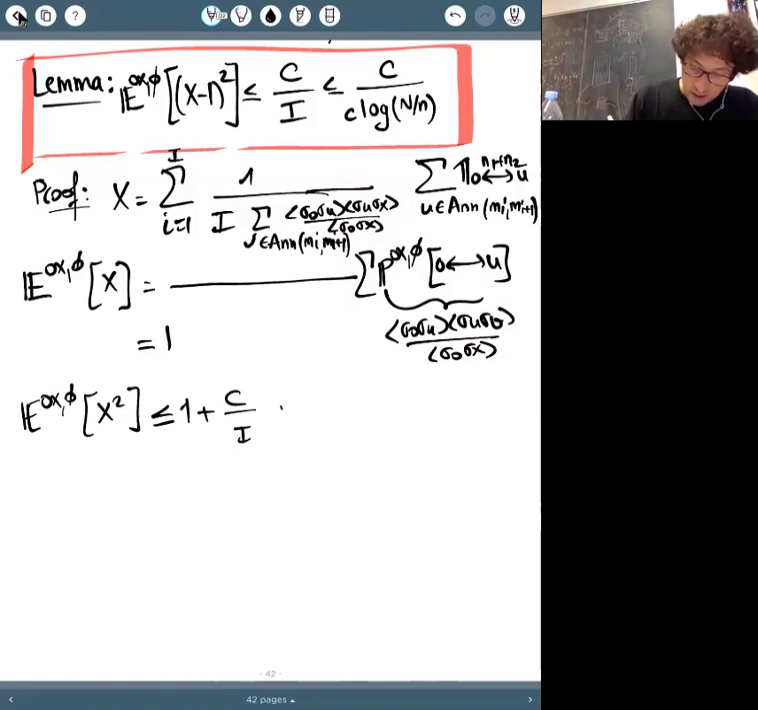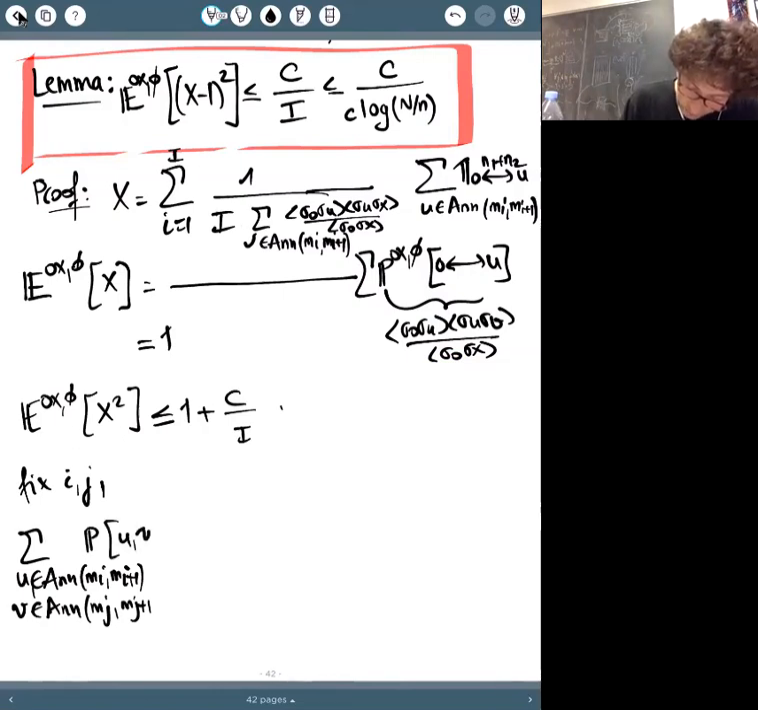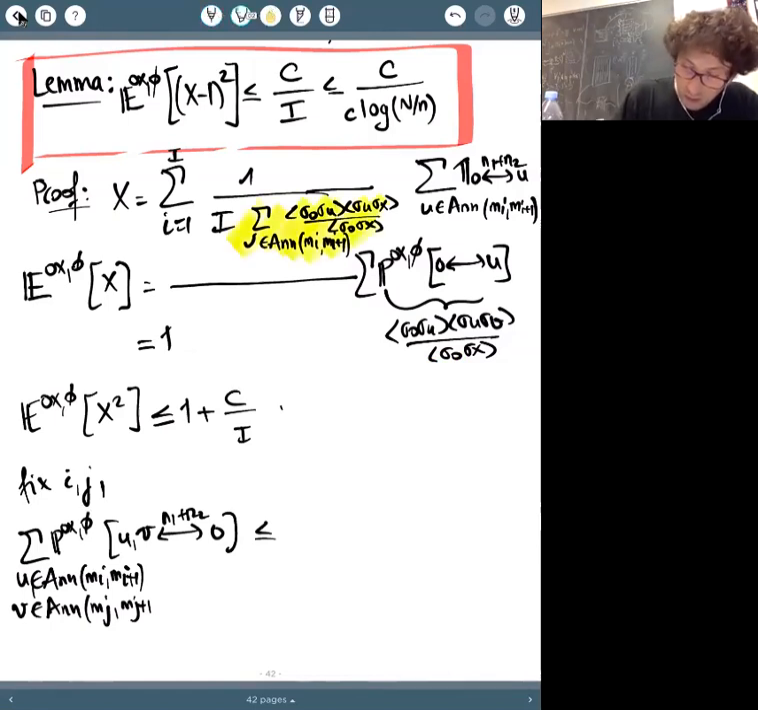And this is going to follow from the fact that when you fix I and j, then if I look just at this sum here, the sum over u in the annulus mi plus 1 and v in the annulus mj plus 1, that the probability that u and v are connected to 0 in n1 plus n2, I would like to prove that this is smaller than this quantity here for I times the same quantity for j times the small error.